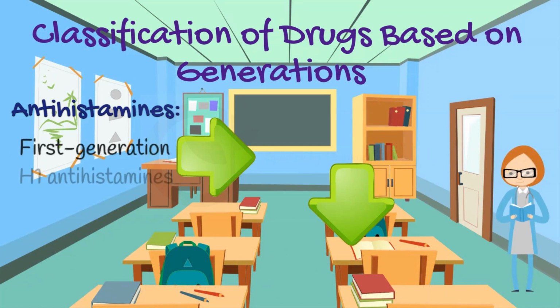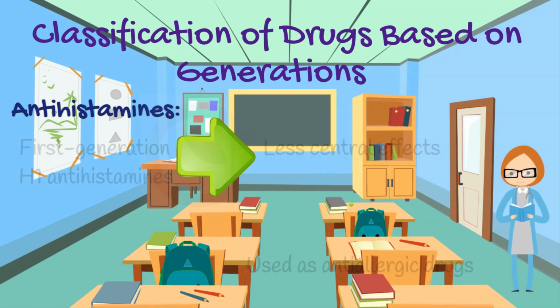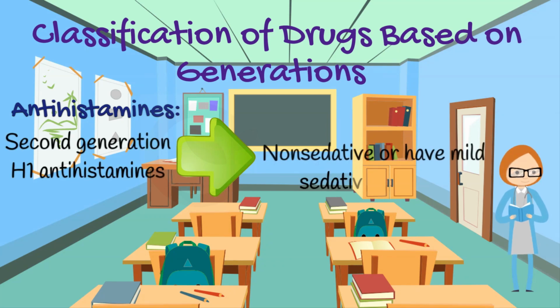The H1 antihistamines subtype is further divided into two generations. First-generation H1 antihistamines have less central effects and are primarily used as anti-allergic drugs. On the contrary, second-generation H1 antihistamines are non-sedative or have mild sedative effect.